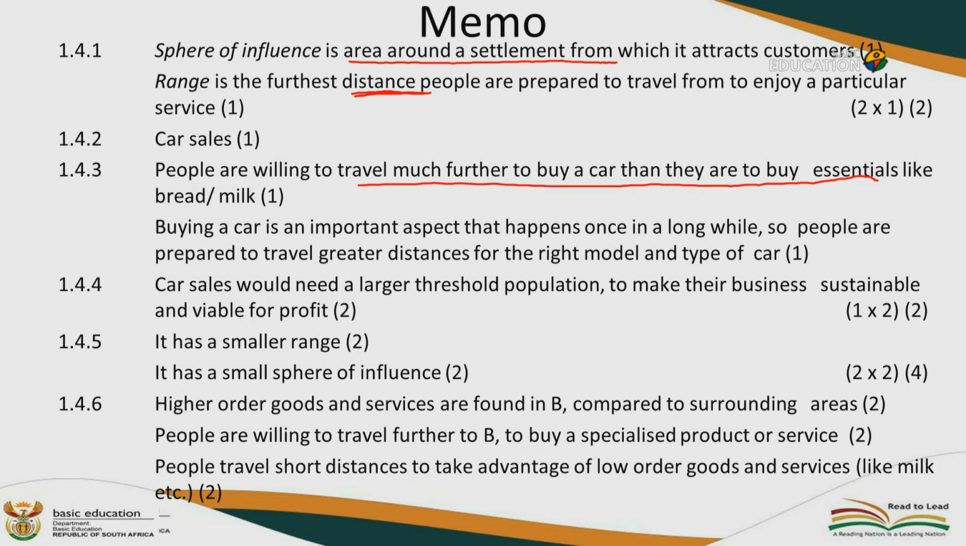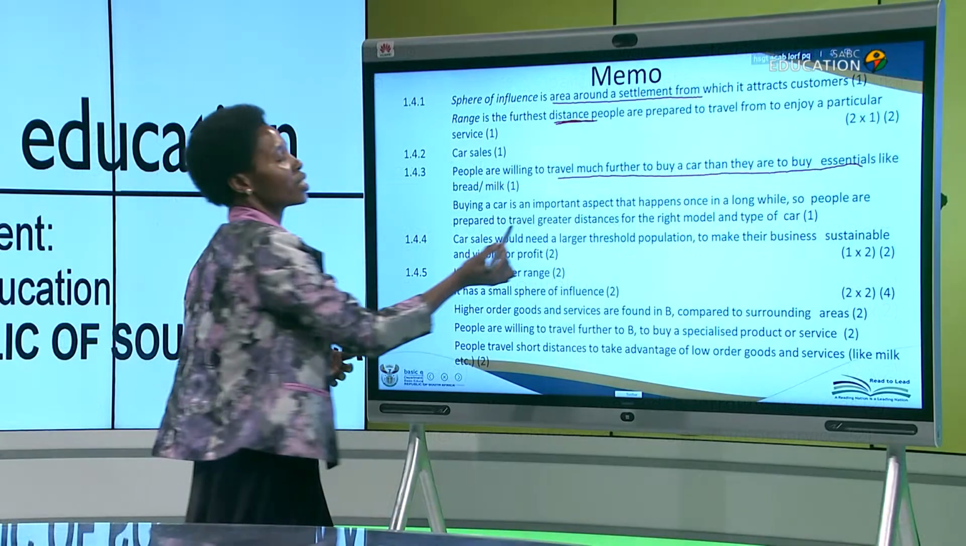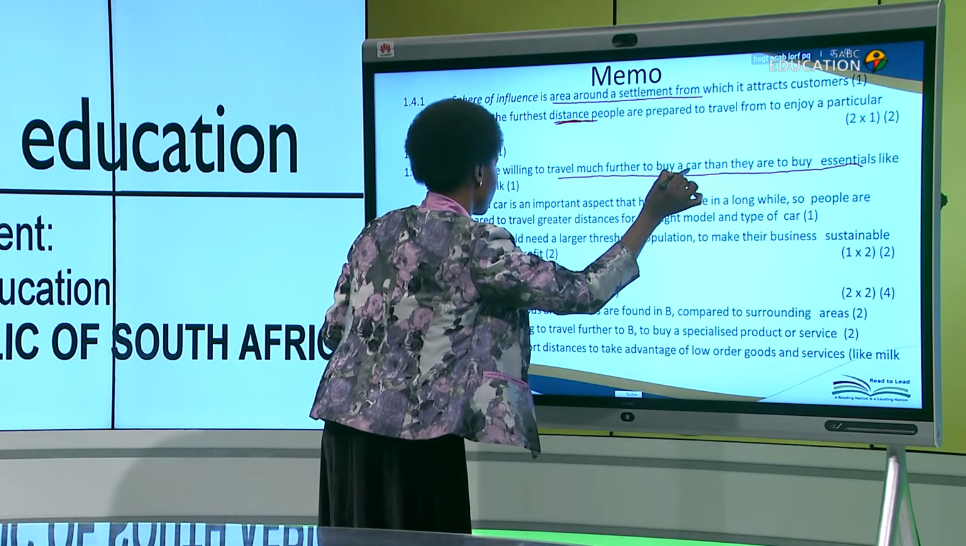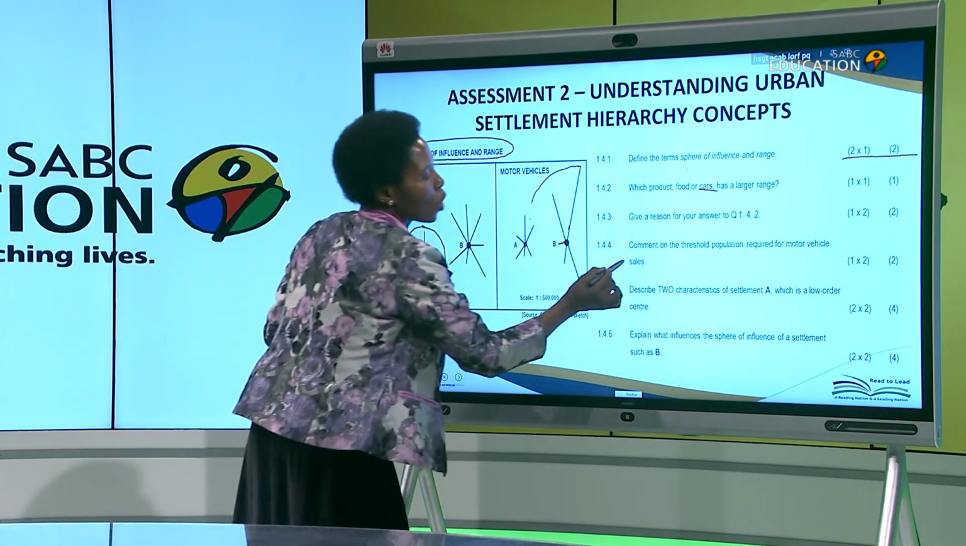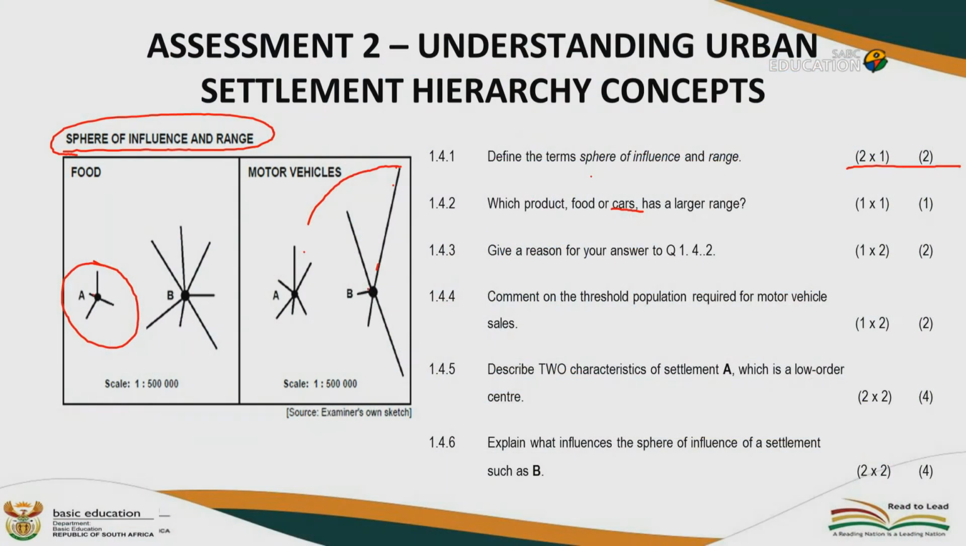To buy those cars, those expensive things, instead of buying what? Milk and what? And bread. So when you give reasons here, people cannot travel to go and buy milk and bread in far places, but they will travel to go and buy what? Cars. Okay. The next question, they said, comment on threshold population.